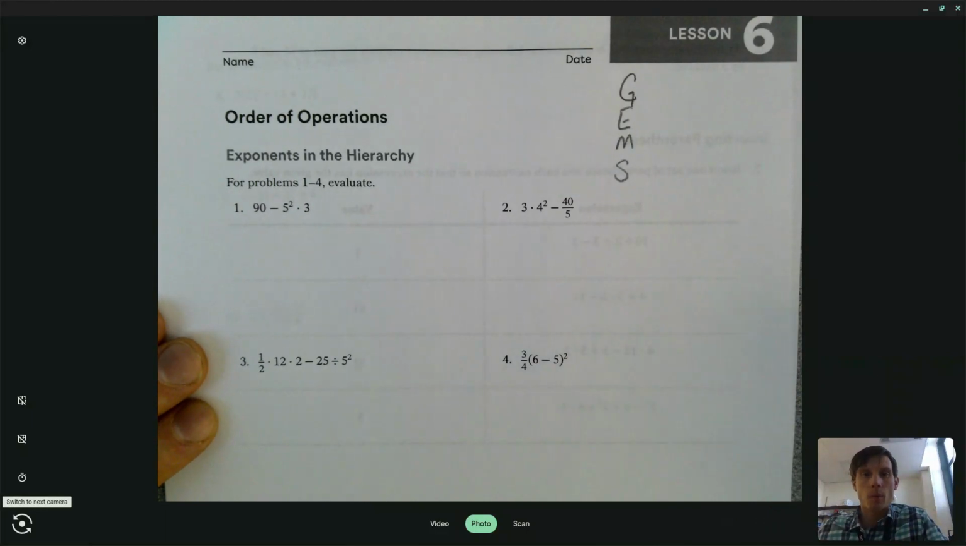I'll walk you through a couple problems here to make sure you know how to do that. We're all clear on how to do that. You'll be able to complete that during class and then finish the exit slip by the end.